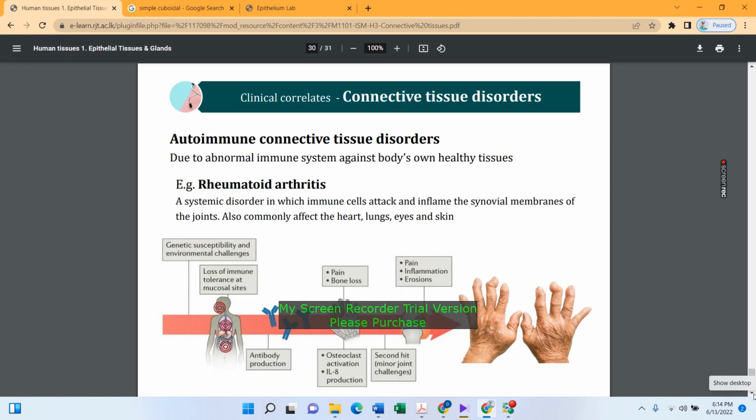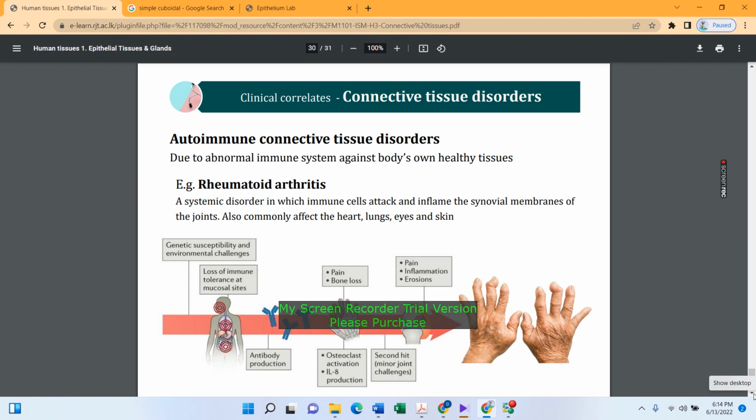Next we find the autoimmune connective tissue disorders, due to an abnormal immune system acting against the body's own healthy tissues. Rheumatoid arthritis is quite famous. It's a systemic disorder in which immune cells attack and inflame the synovial membranes of the joints. We know the joint capsules are composed of dense irregular connective tissue.